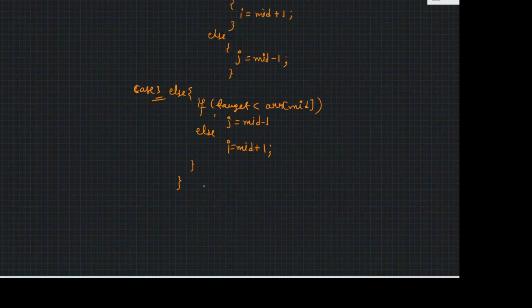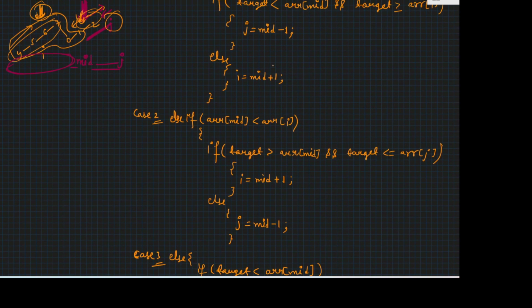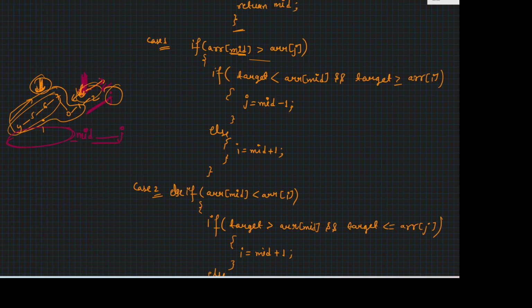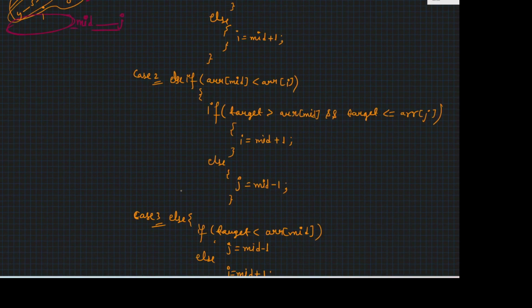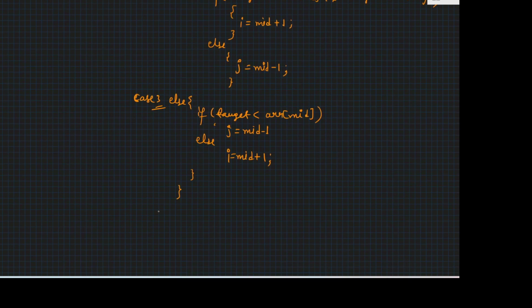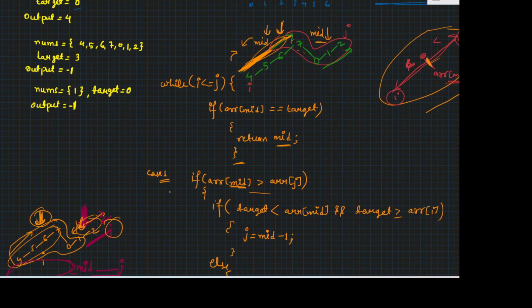This process will continue. Okay, and if we find the target, then we will definitely return the mid here. If we do not find the target, then we will exit the loop, come here, and simply return minus 1. That is, our target is not found. Okay, so these are the cases.